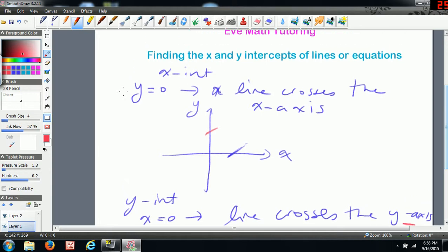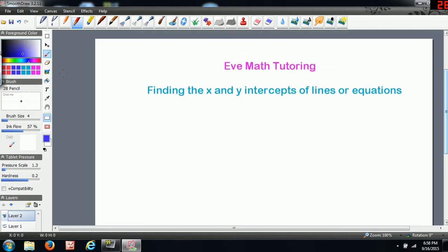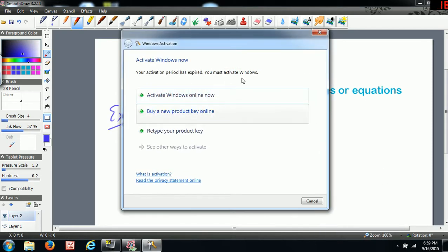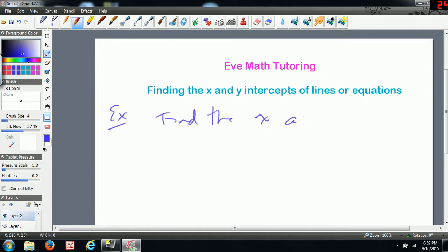Okay? So let's try an example where you're actually given an equation or a line, and you're asked to solve the x and y intercepts. So for example, find the x and y intercepts for the following. Let's try a few different examples. Let's start off with this example first. We'll do x plus 3y equals 6.